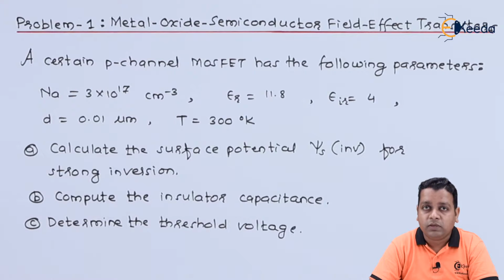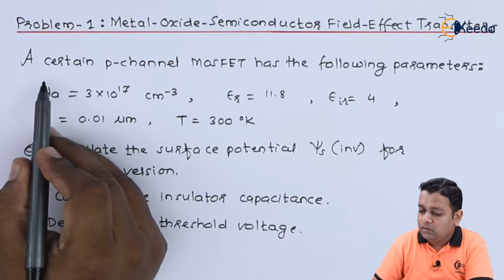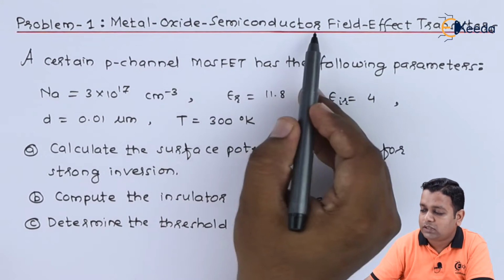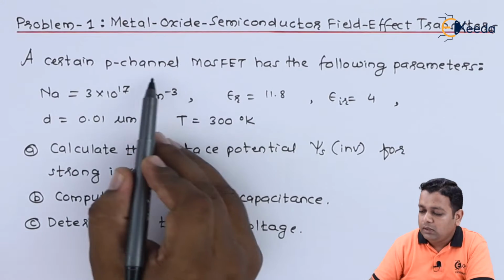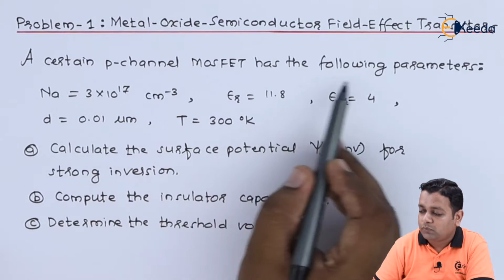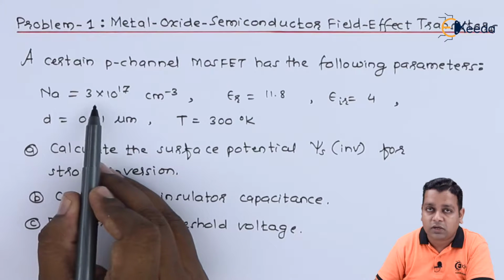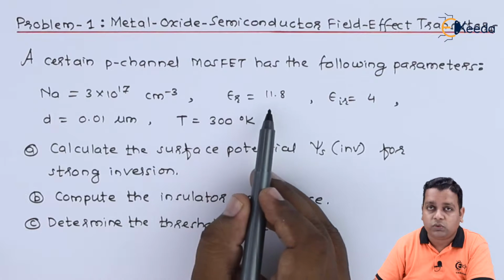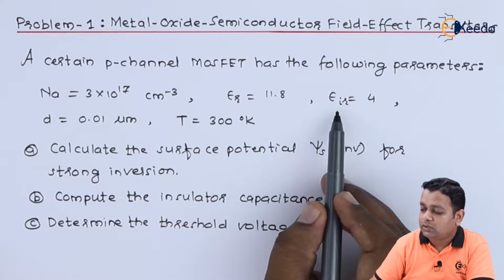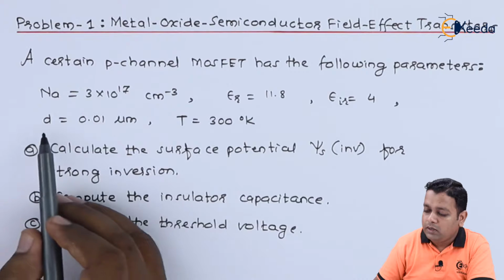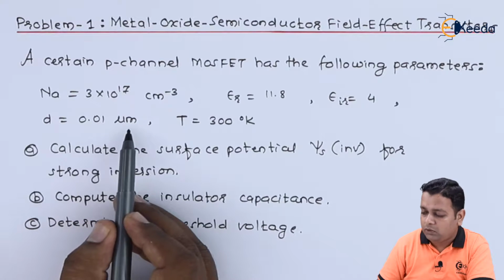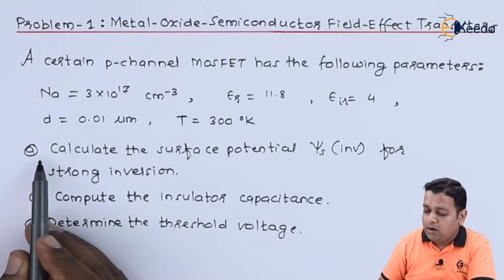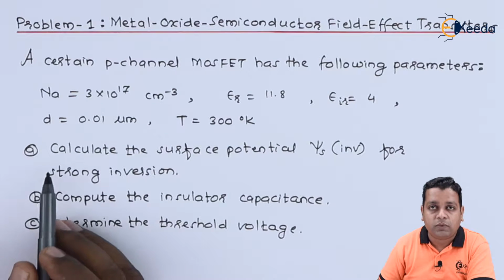So here we have a problem statement. A certain p-channel MOSFET, MOSFET being the abbreviation for metal oxide semiconductor field effect transistor, has the following parameters. Na is equal to 3 into 10 raised to the power 17 per centimeter cube. Epsilon r is equal to 11.8. Epsilon suffix ir is equal to 4. D is equal to 0.01 micrometers. Capital T is equal to 300 degree Kelvin. In the parts A, B, C, we require to make computations.